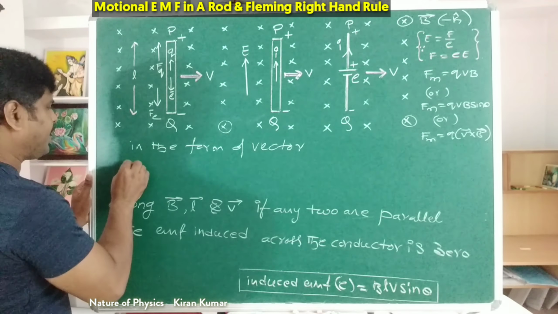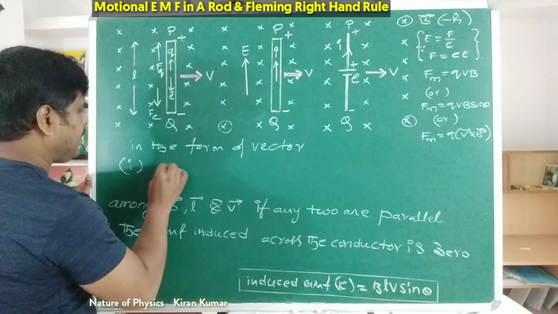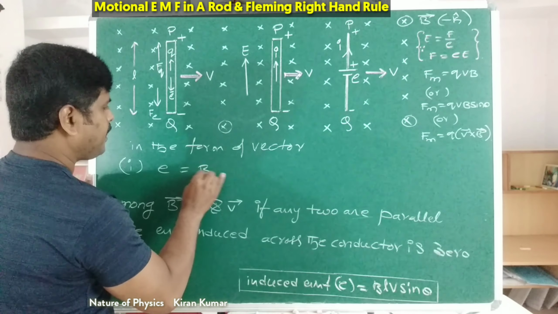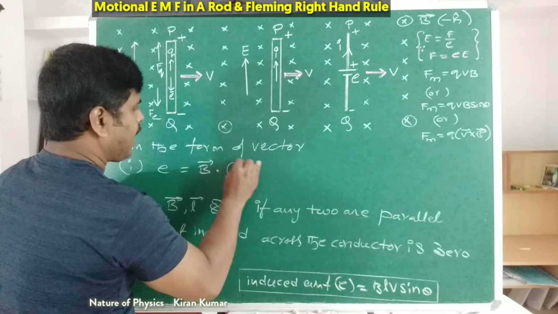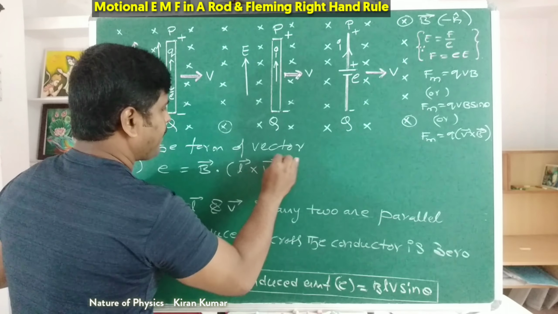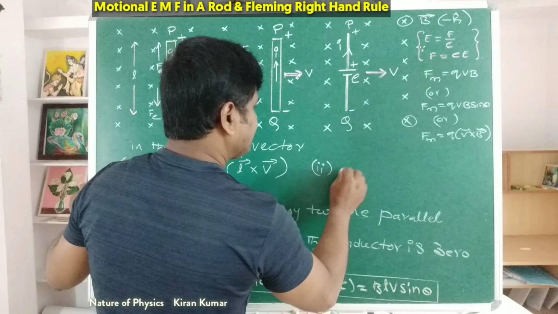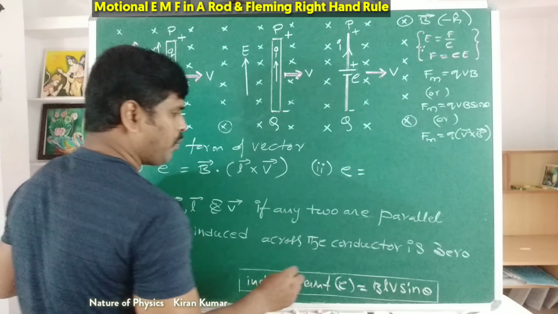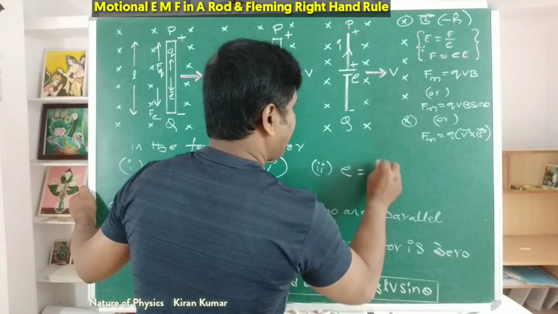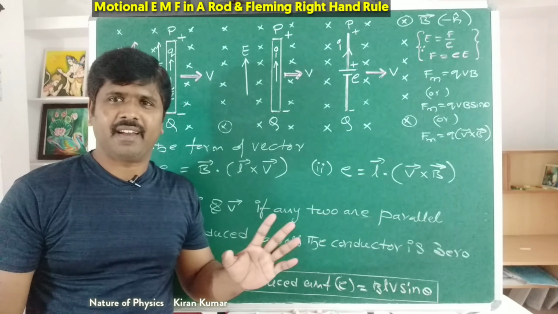So the first one is E is equal to B bar dot L bar cross V bar. And the second one is E is equal to L bar dot V bar cross B bar. So these two are the vector forms of the induced EMF in a conductor.